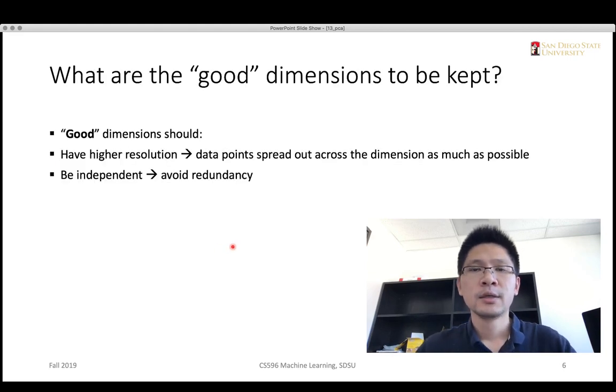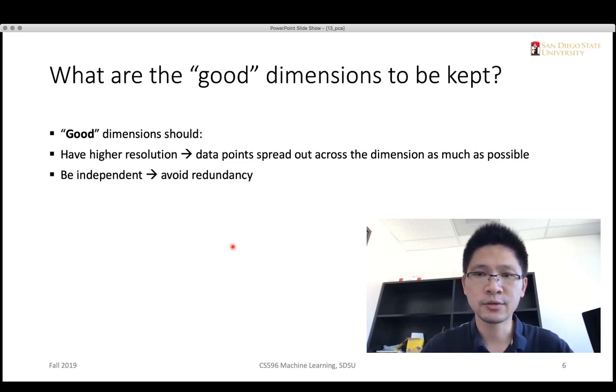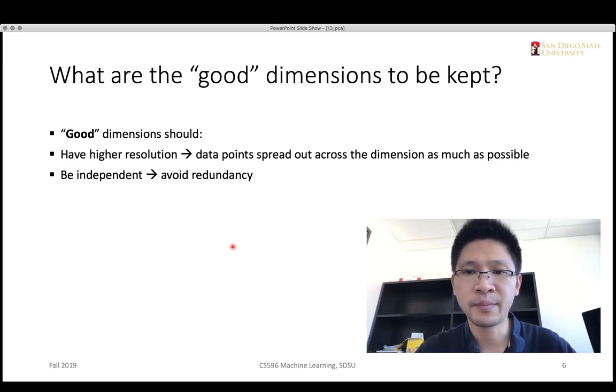Okay. So now we propose two standards of what a good dimension should be. Because we are given a high dimension data set, we want to keep those important dimensions, but remove those trivial dimensions in order to have a better visualization or description of the data set. So we need to define what we mean by good. Okay, so we have two standards here.